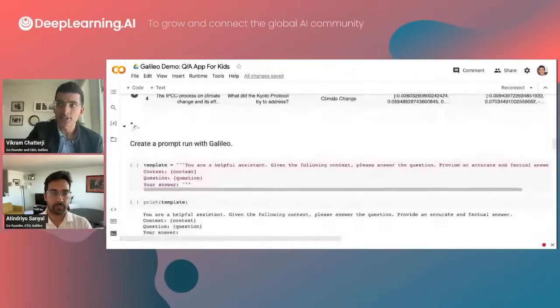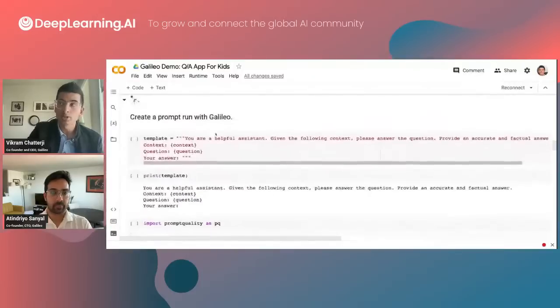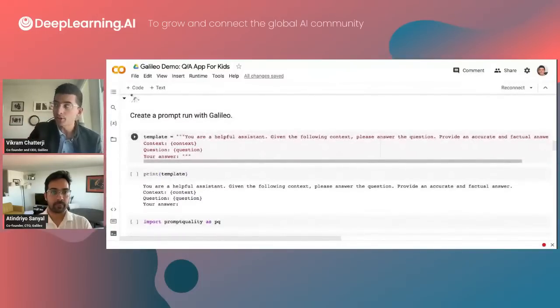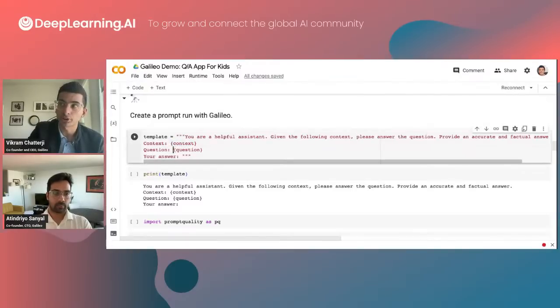Once I'm done with that, I start creating a prompt run with Galileo. This is typically where you're starting to think about what the prompt template should be that I leverage. In this case, we started with something simple. We just said, you are a helpful assistant, given the following context, answer the question, provide an accurate and factual response. I get the context from my vector store, and I get the question, which is the different prompts that I added above in the data set from Squad.